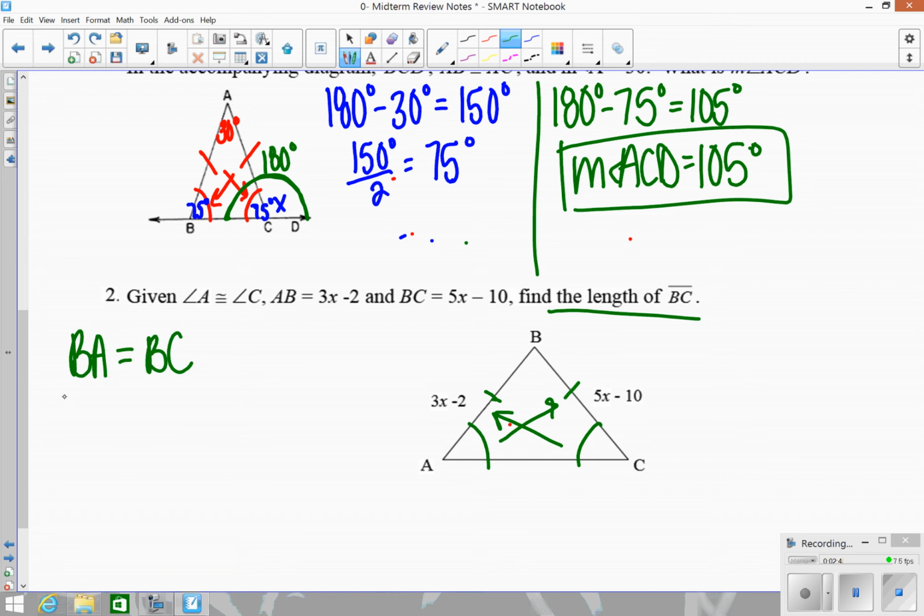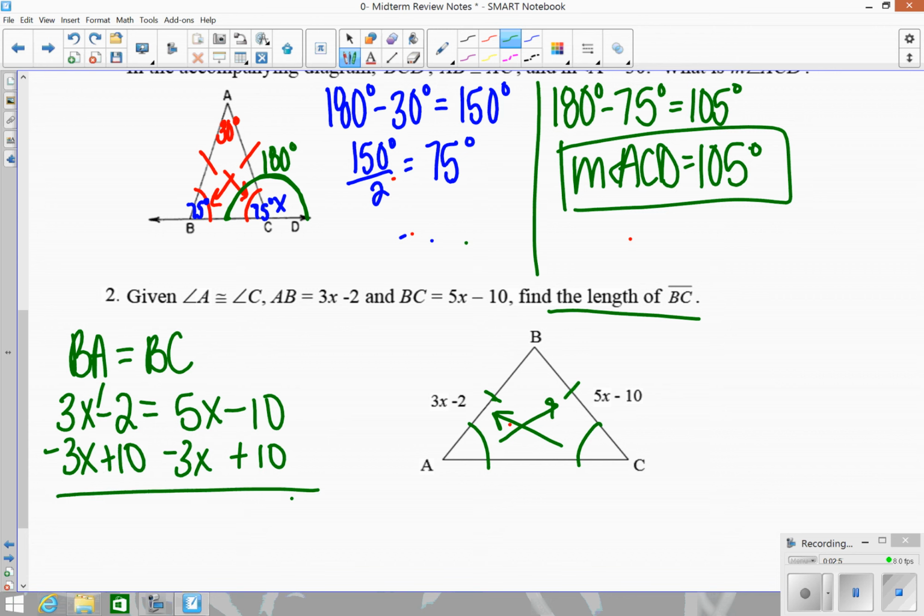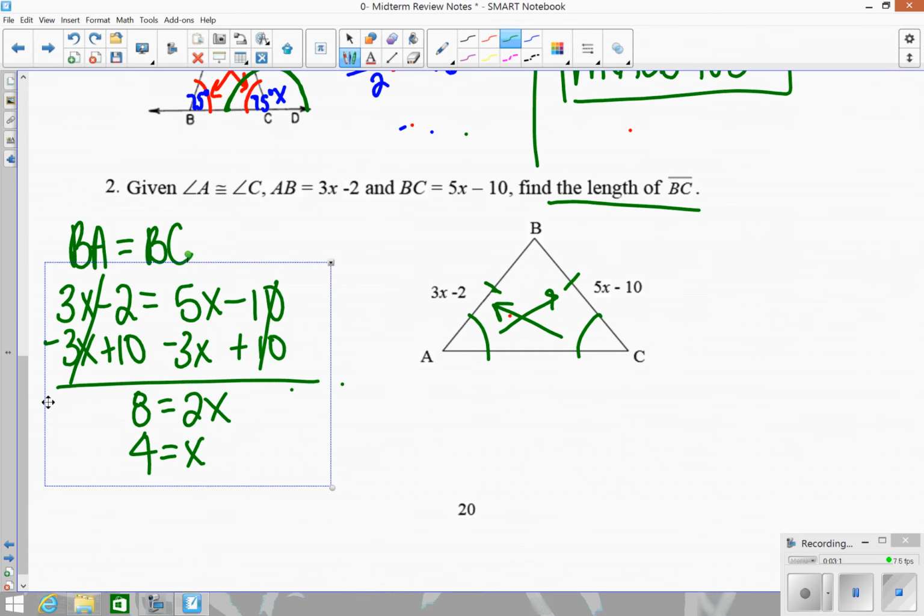So set them equal. So we have 3x minus 2 is going to equal 5x minus 10. Subtract 3x from both sides, add the 10 to both sides. So when we do that, you get 8 equals 2x, divide by 2, so you get x equals 4. Now that's not the answer though, because it says find the length of BC. Remember, if this was a multiple choice question, x equals 4 would be one of the choices, but finding the length of BC is the final answer, so you actually have to plug in.